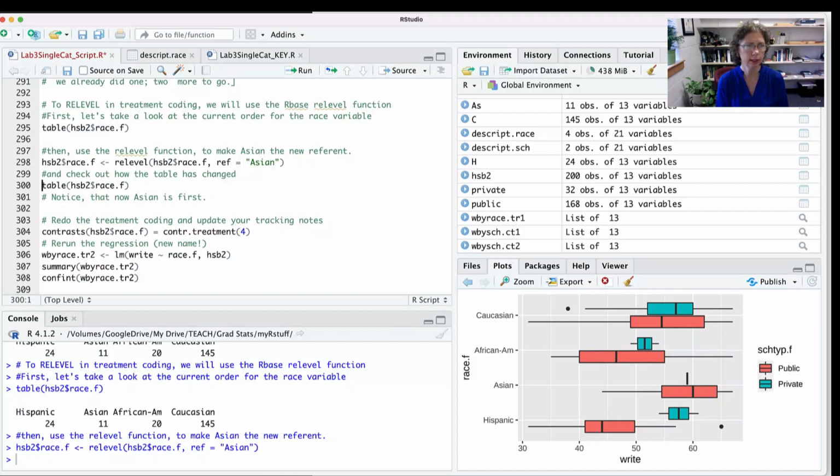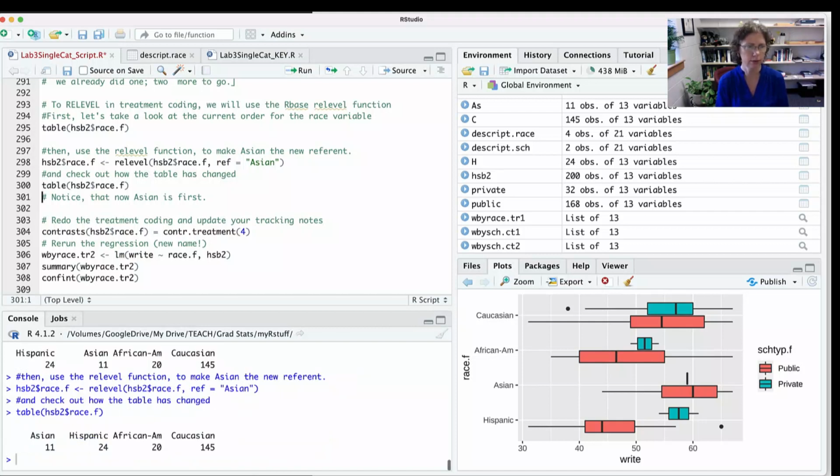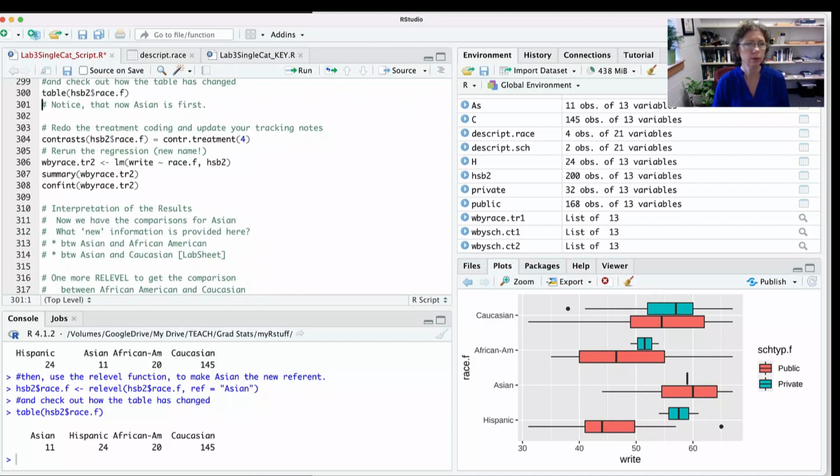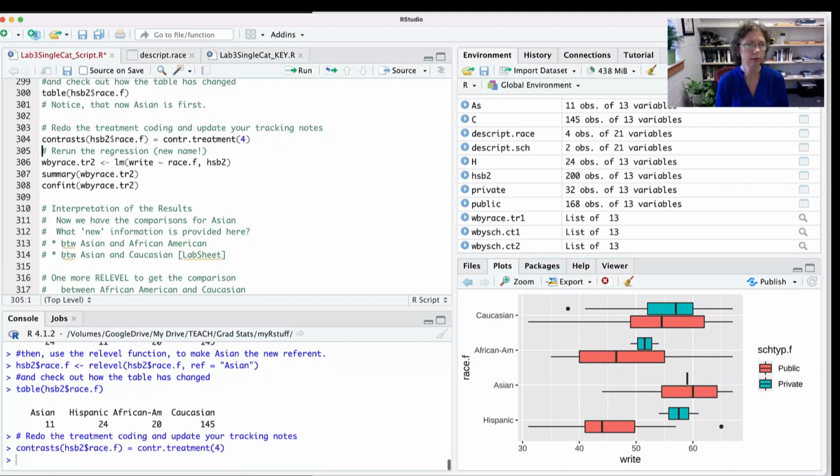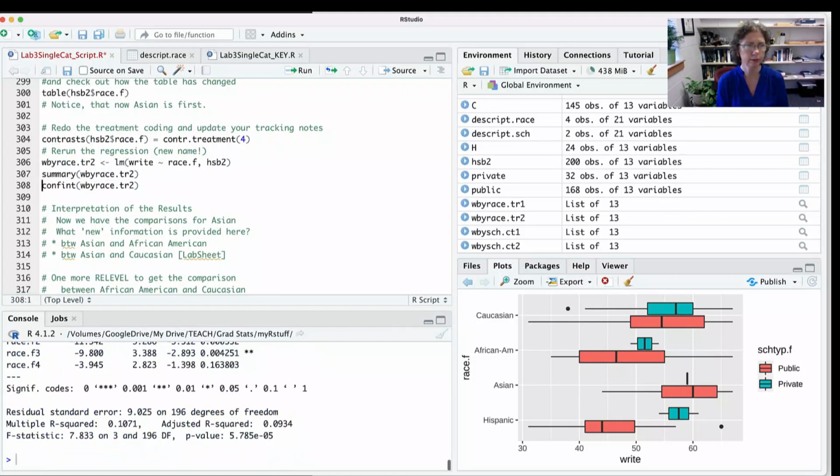And now we're going to look at that same table to see how it goes. Now Asian has moved to the first position and Hispanic has moved down the line, right? We're going to reapply the treatment coding after that releveling, and then rerun a new regression with a new name. So this one I called Writing by Race Treatment 2, the linear model of writing predicted by race, and get a summary for it.